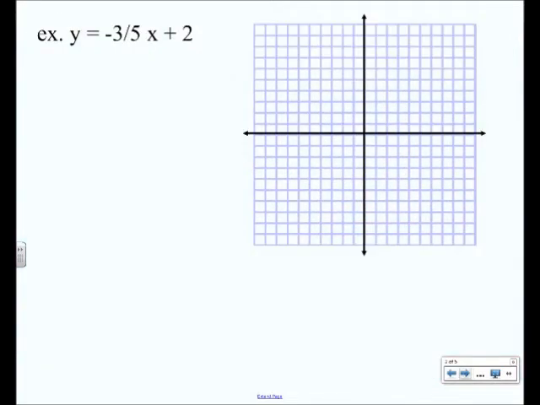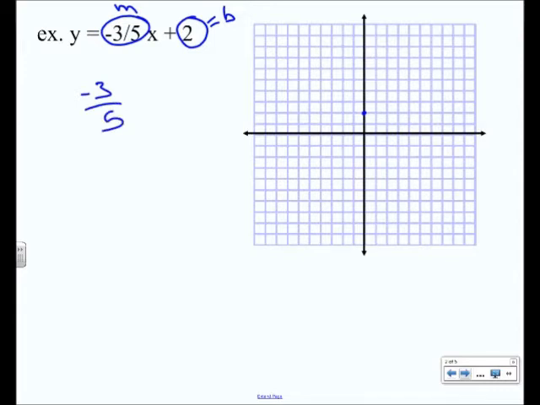All right, we'll do the same thing here. Now, we've got a fraction in here for our m, that's our slope. So that's not a big deal. We'll deal with that in just a second. First, again, let's start with our y-intercept, that's b, at positive 2. So we'll go up 1, 2. We'll start a line right there. Now let's work with our slope a little bit. It's -3 over 5.